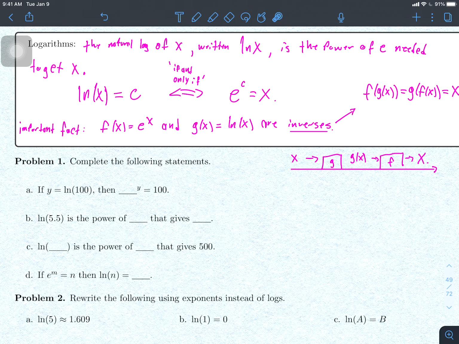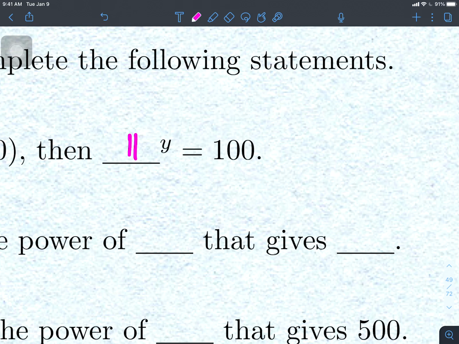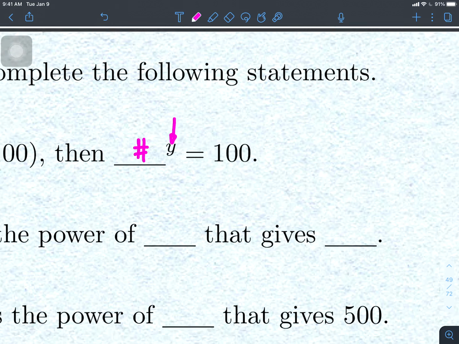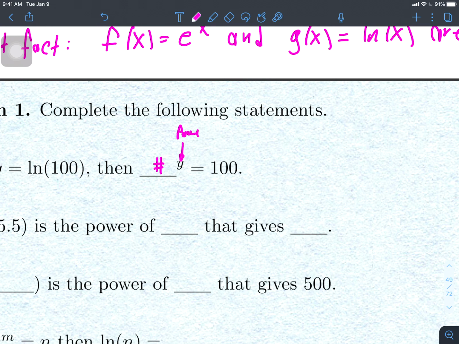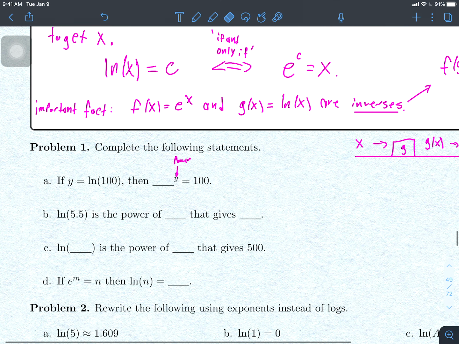I'm hearing some different things here. One thing I heard was ln. In this case, ln of 100 is equal to y, but it's not necessarily true that ln of y would be equal to 100. It's also kind of hard to see here. This is actually a power of y, so we need to write a number here, and then this will be the power of that number which we take. So what should go in this box here? Yeah, e. We put e in here. If y is equal to ln 100, then e to the y equals 100.